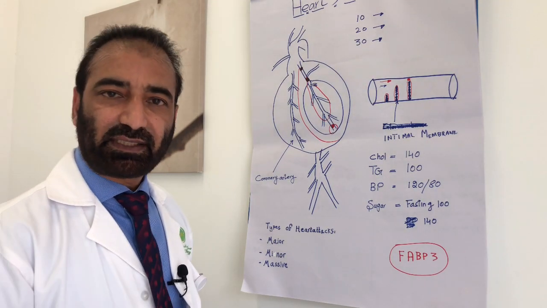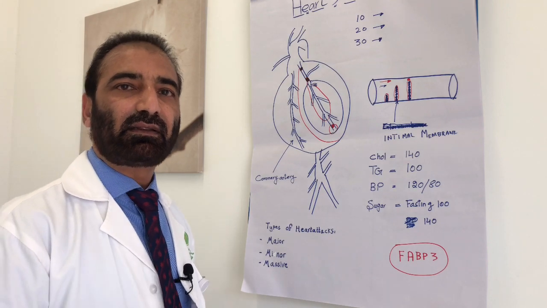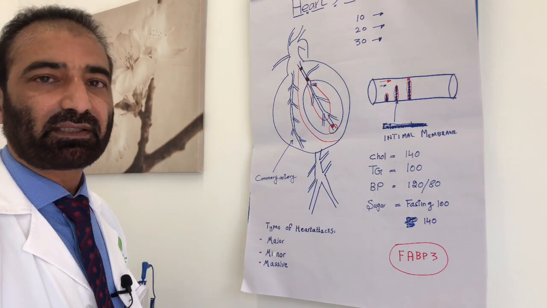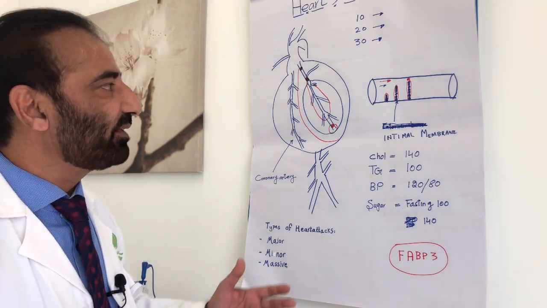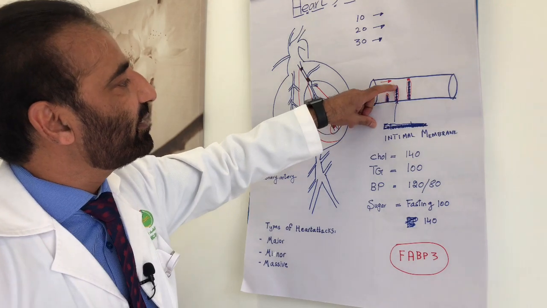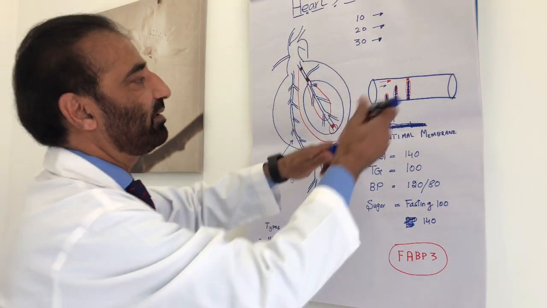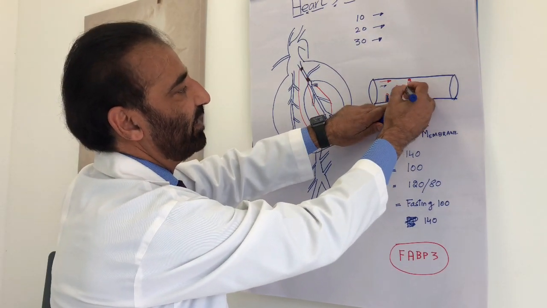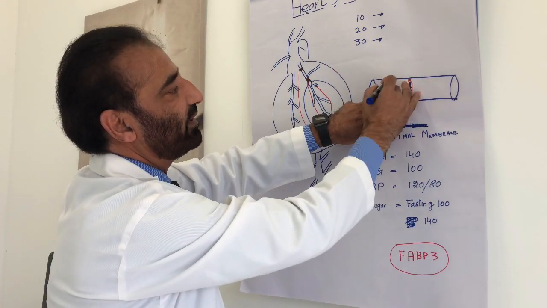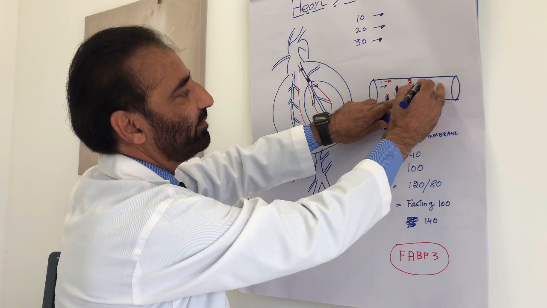And now we have to understand when the heart attack occurs. I will explain it in simple language. When we have this cover, when it bursts, the clotting will come here. And when clotting comes, there will be 100% blockage.